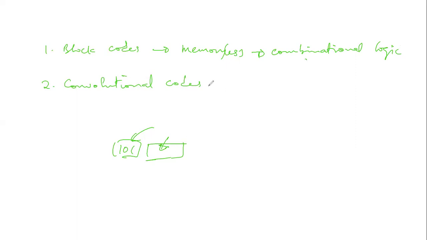Now, we also have convolutional codes. They have memory because they use shift registers. In other words, what we get in shift register 2 is dependent on what was fed into shift register 1. So it has memory. If it has memory, it means that we can achieve this using sequential logic, right?